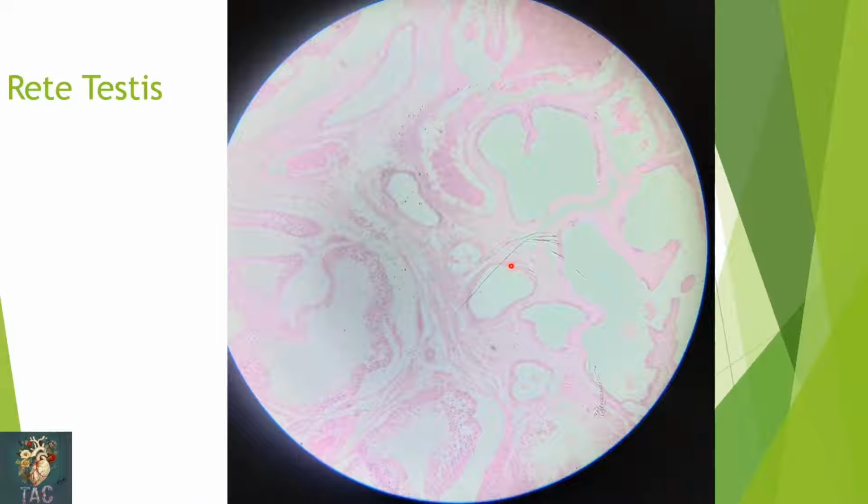So these rete testes are lined by the simple cuboidal epithelium surrounded by the connective tissue. So this is the rete testes at higher magnification.